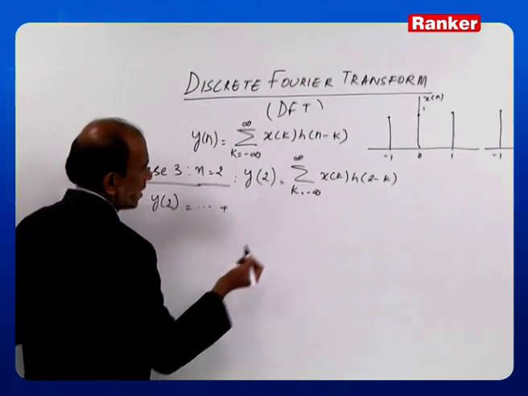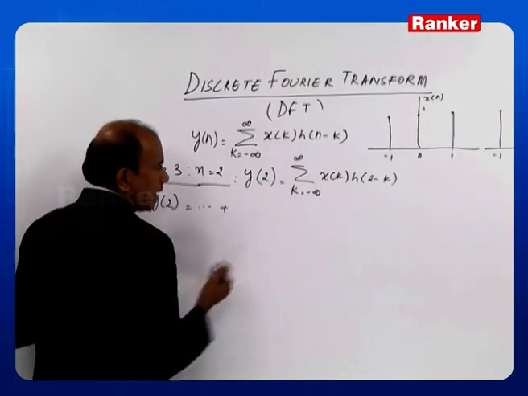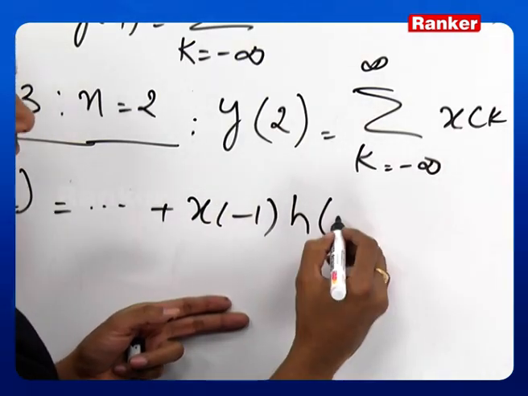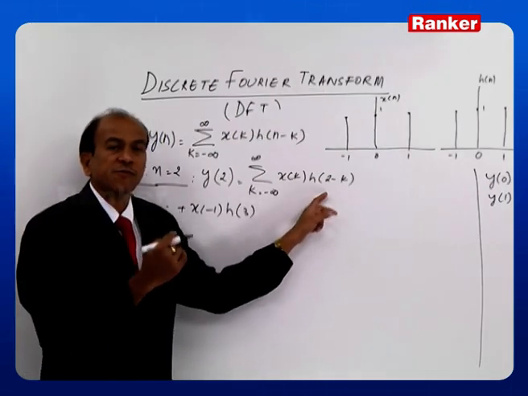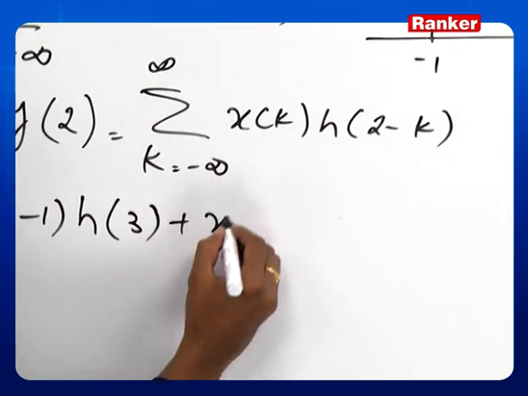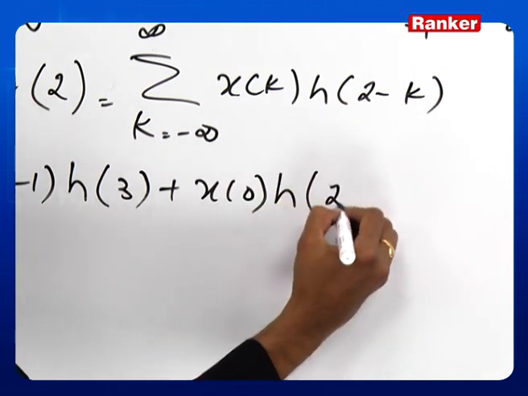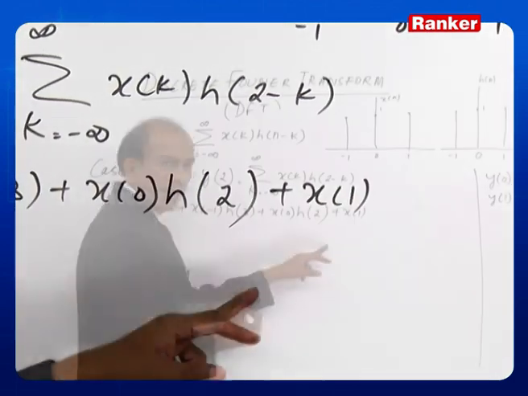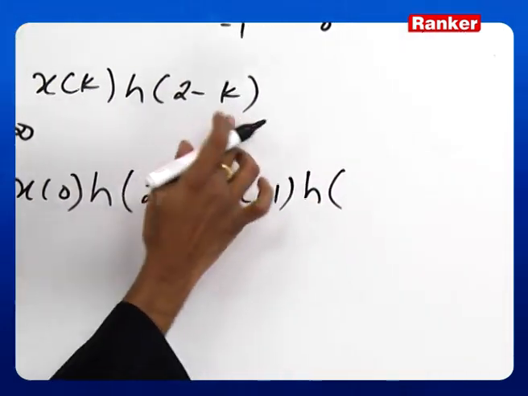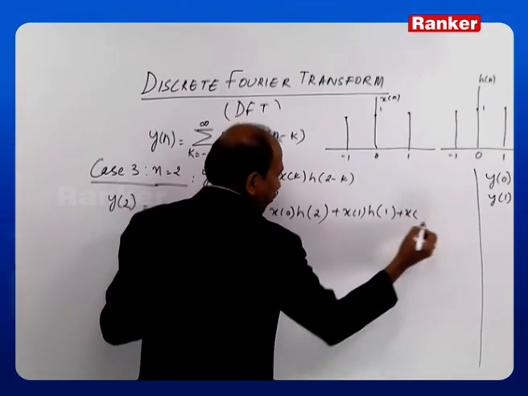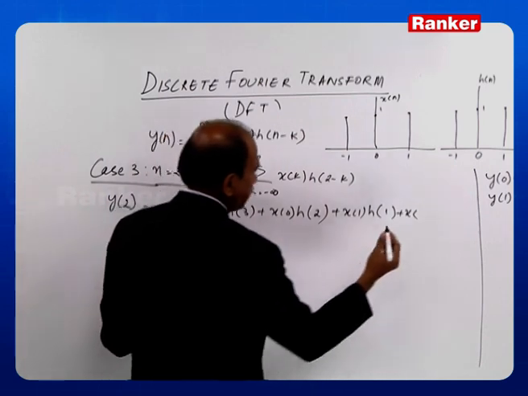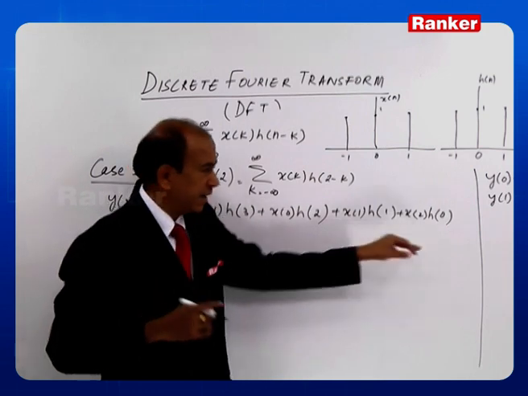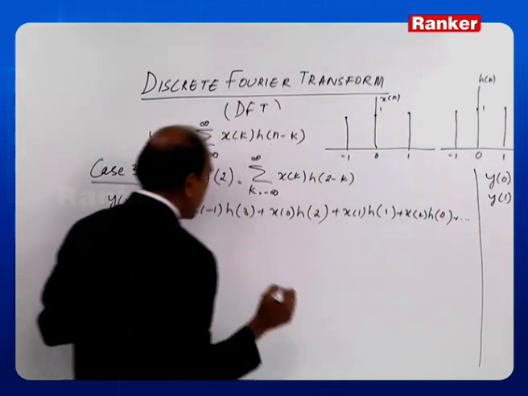Let us start from somewhere. X of k, let us say this is minus 1. Then h of 3, because this was 2 minus of minus 1, plus. So, that will become plus. Then x of 0, h of 2 here, 2 minus 0. Then we will take x of 1, then h of 2 minus 1, that is 1, plus x of 2, let us take that, and actually there is no point, but because h of 0 is involved, we are taking this. So, this goes on. So, how much is this?